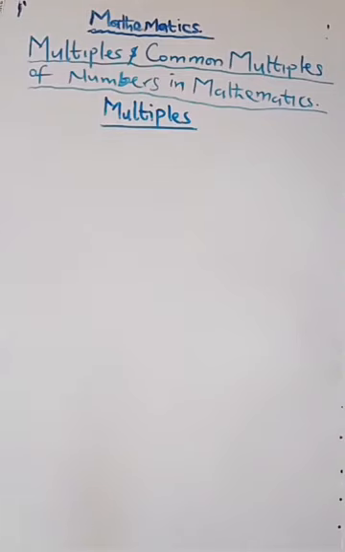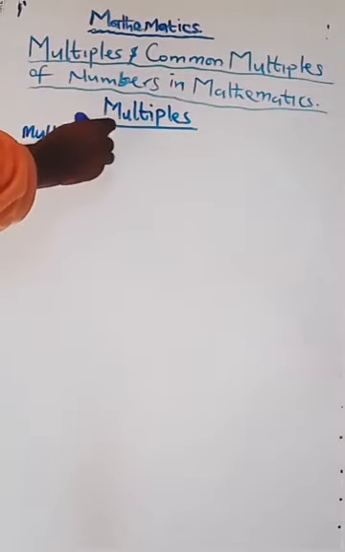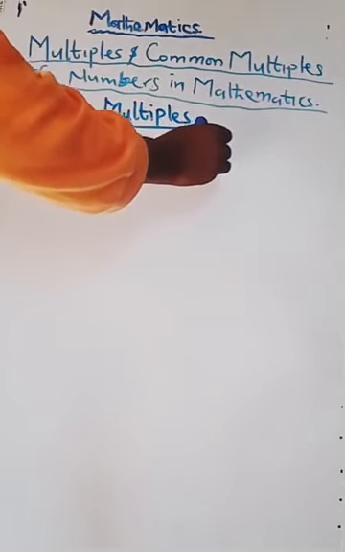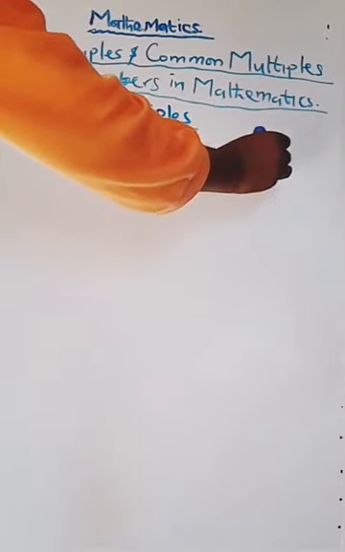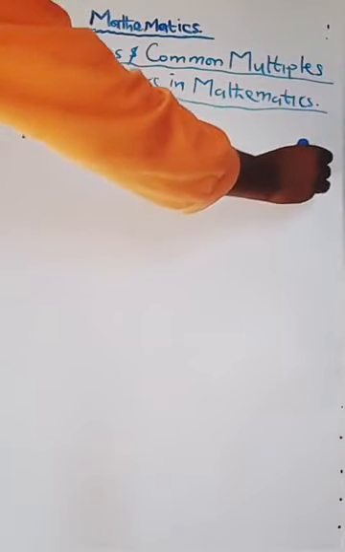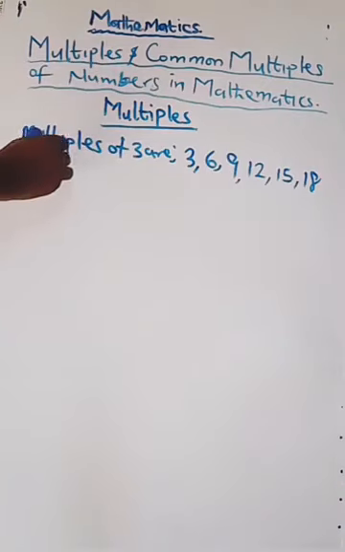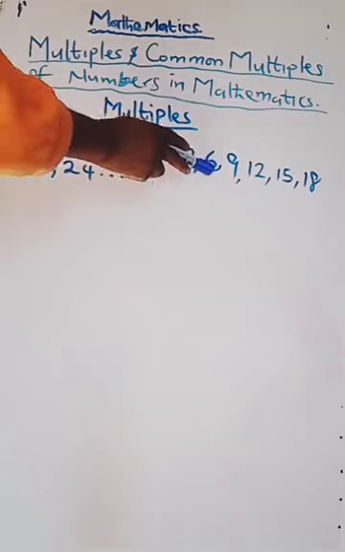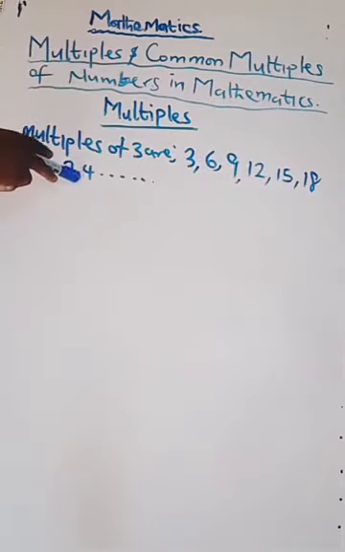Today, we want to look at multiples and common multiples of numbers in mathematics. What are multiples? Multiples of a number are numbers that such a number can divide without any remainder. Let's look at it like this. Multiples of 3 are 3, 6, 9, 12, 15, 18, 21, 24, and many more. All these are multiples of 3. What we are saying is that all these are numbers that 3 can divide without any remainder. So they are all multiples of 3.